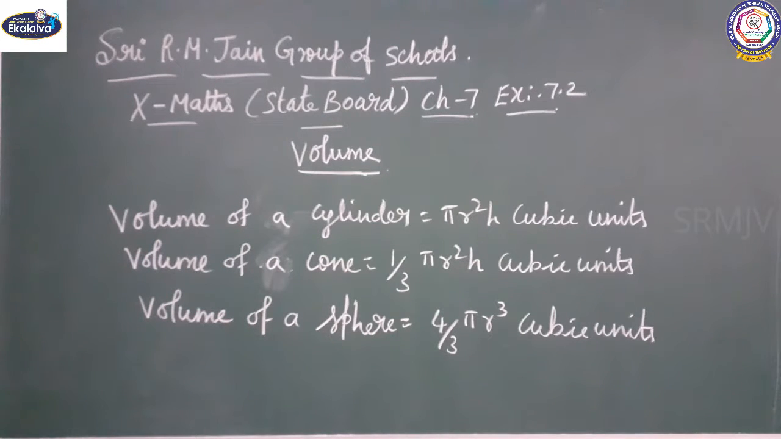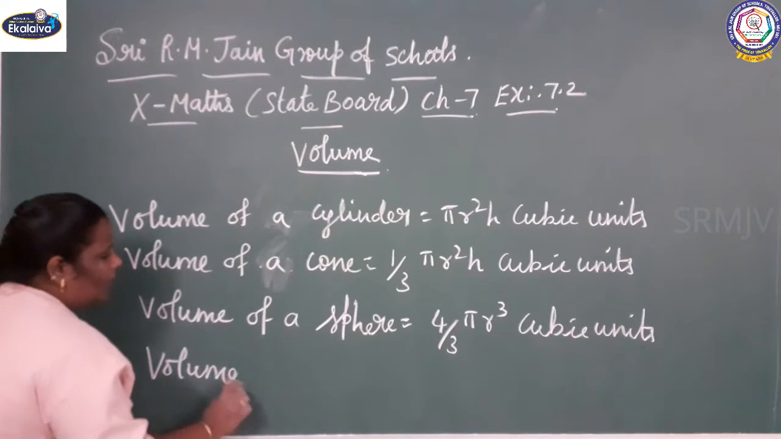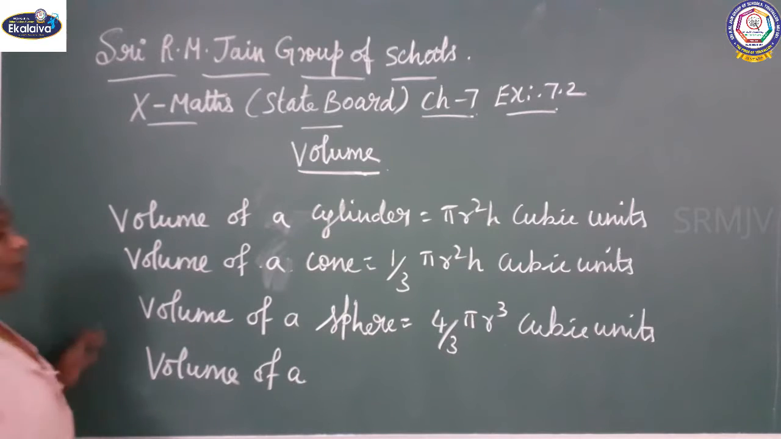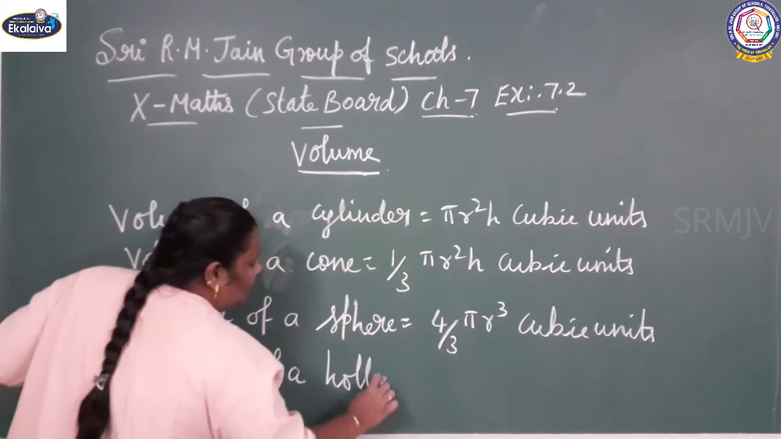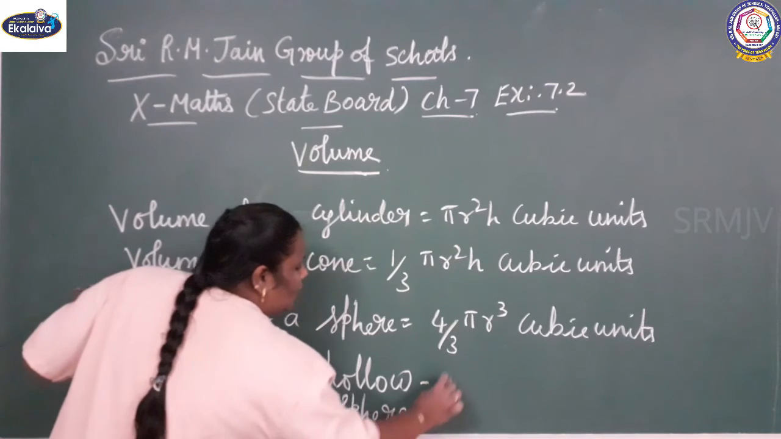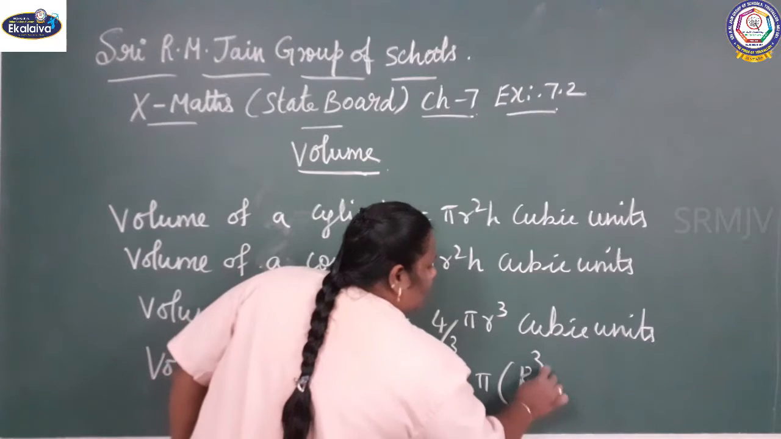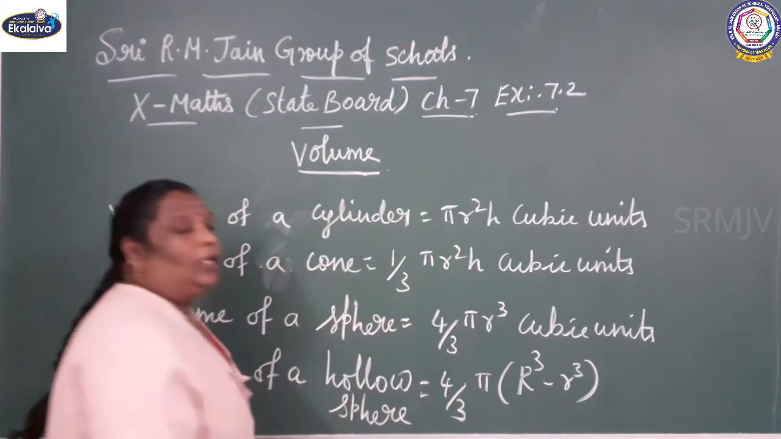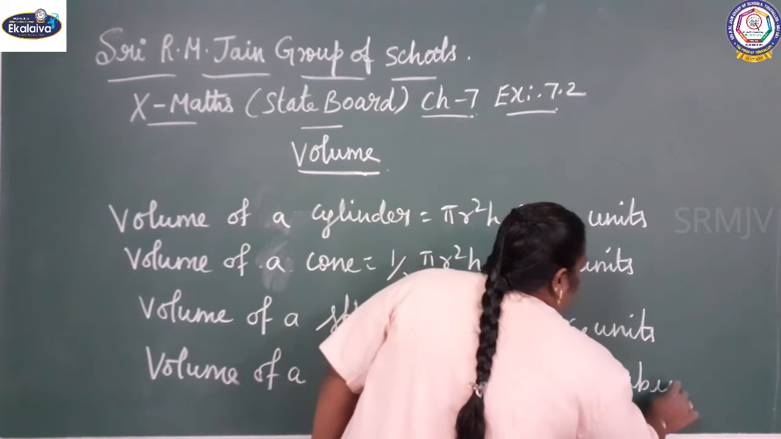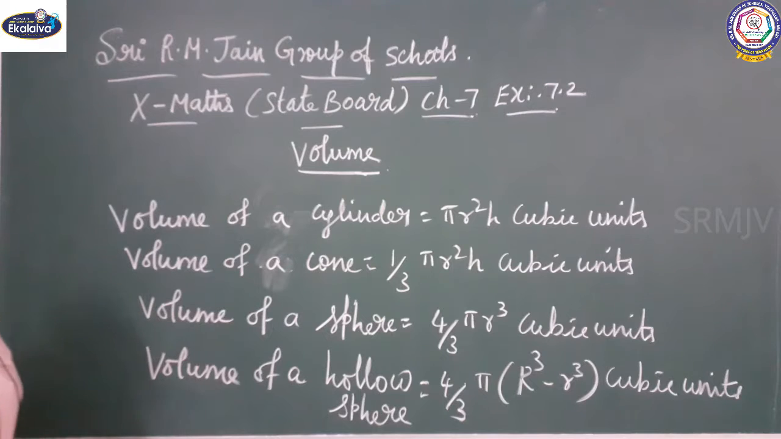Next, volume of the hollow sphere. Volume of your hollow sphere equal to 4 by 3, capital R, that is external radius and internal radius are there. So it gives 4 by 3 pi into capital R cube minus small r cube, cubic units.